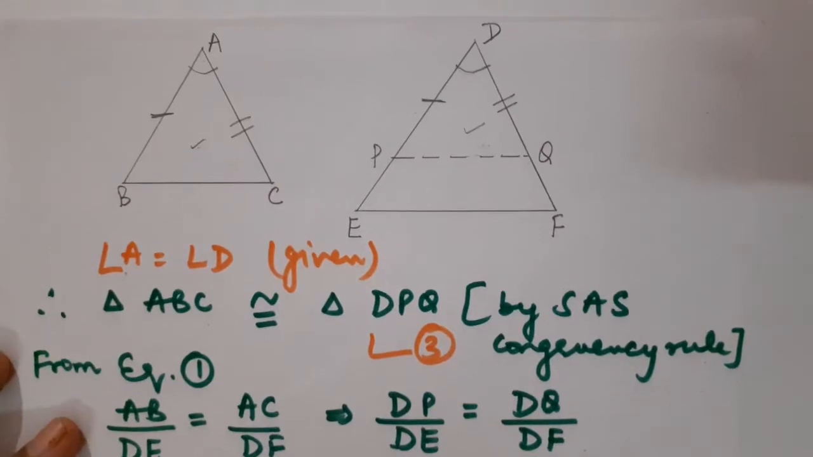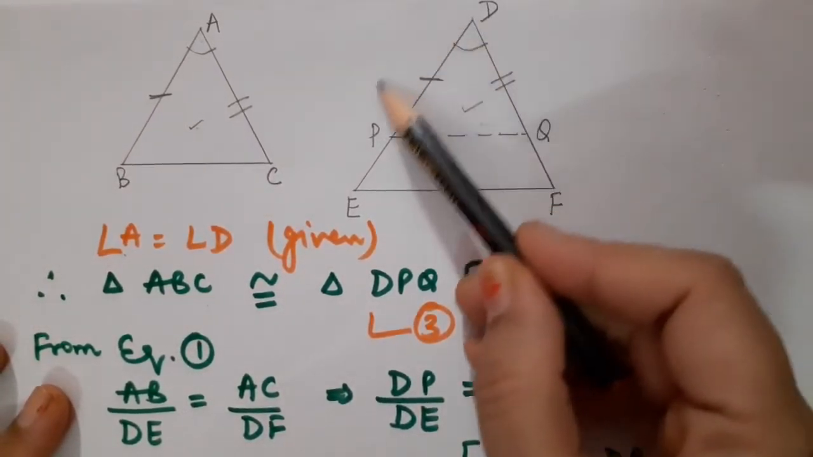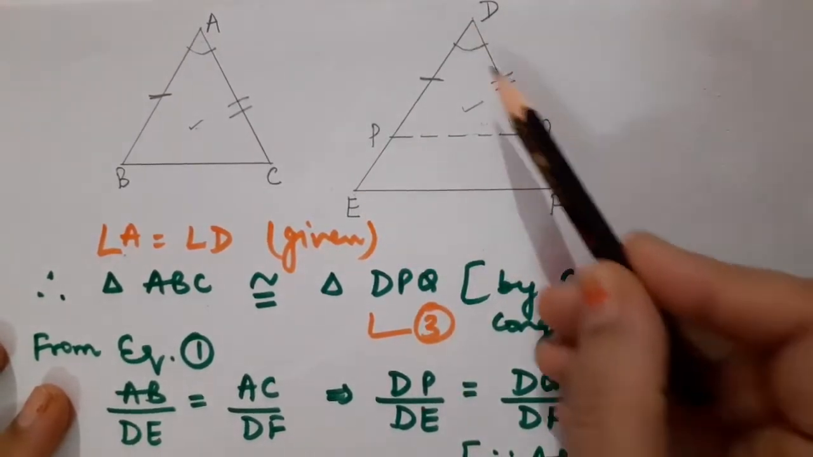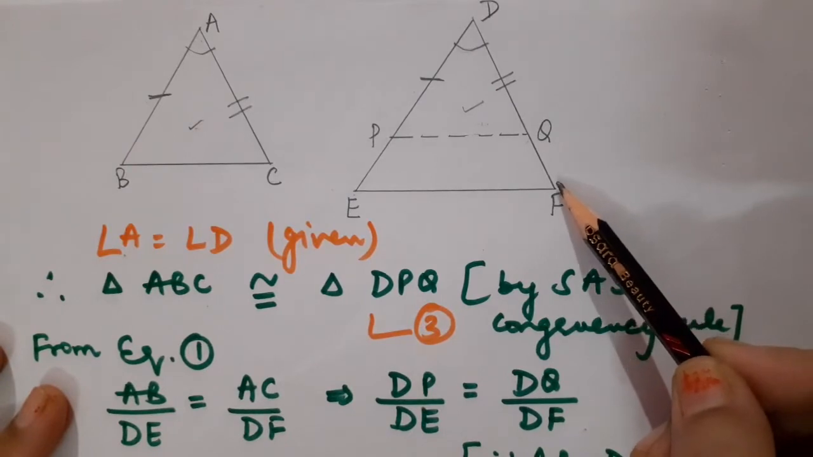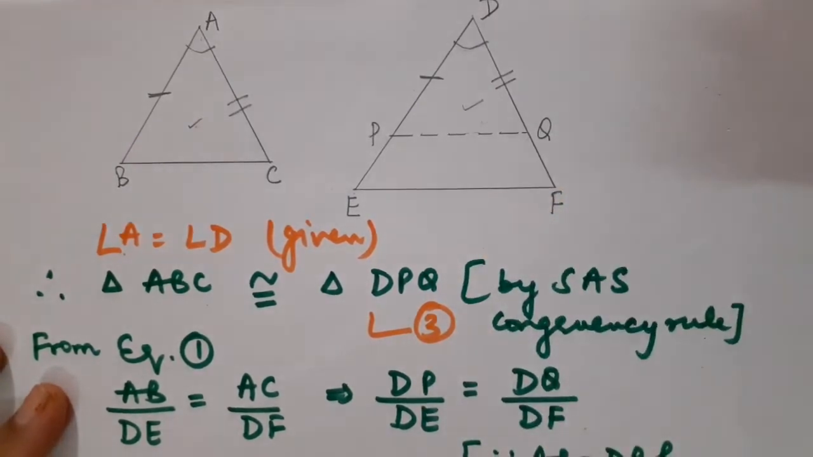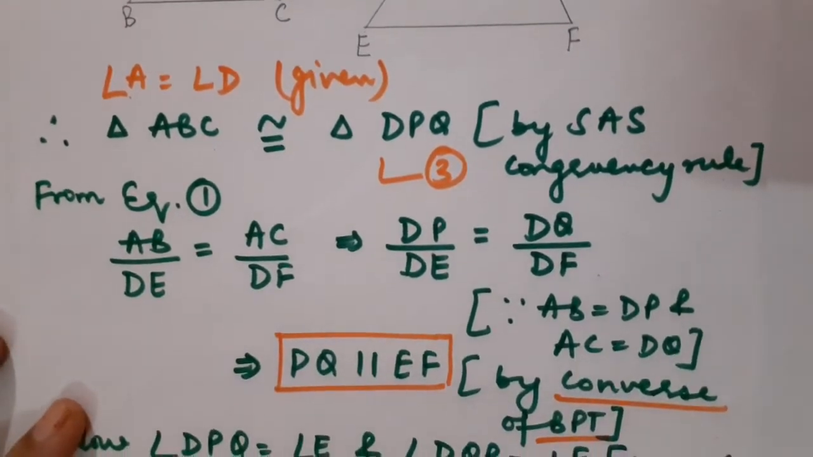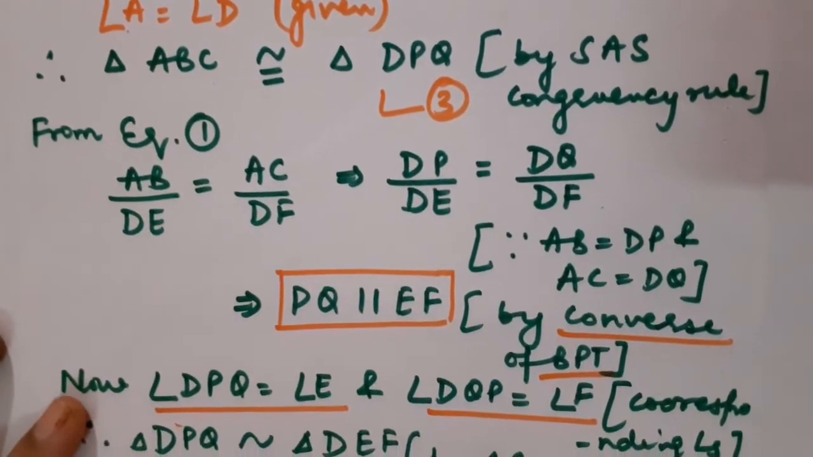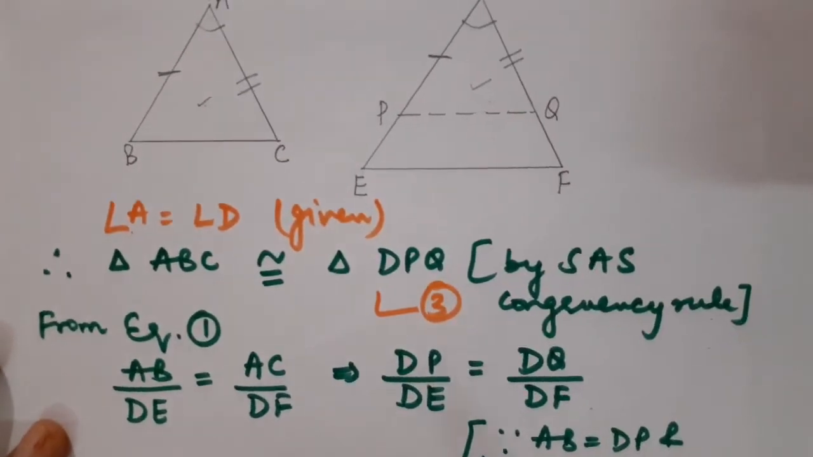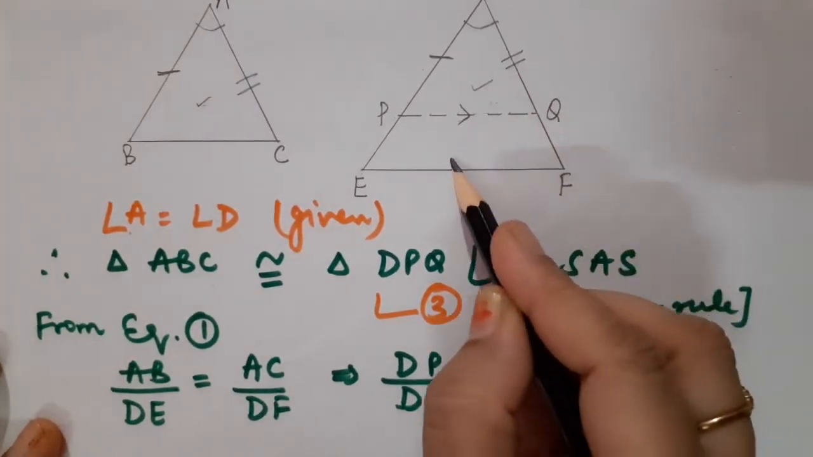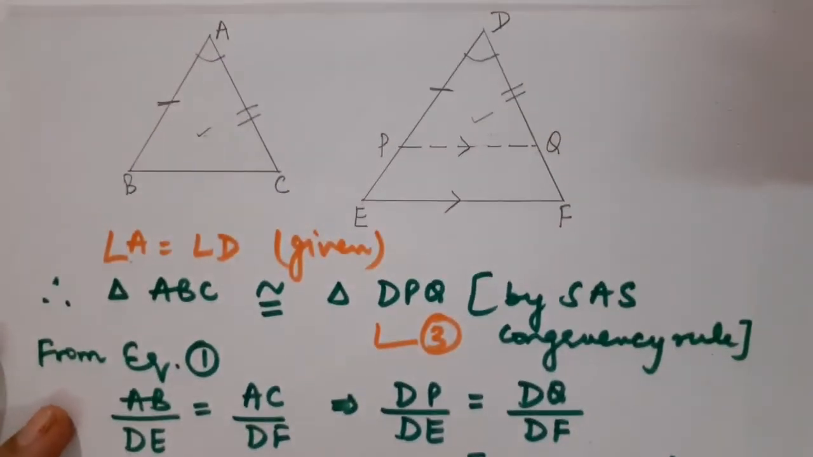Please have a look in triangle number 2. This is DP upon DE is equal to DQ upon DF. So what am I going to apply now? Definitely I have to apply the corollary of the converse of the basic proportionality theorem. So by the corollary of the converse of the basic proportionality theorem, I can say that this side PQ is parallel to side EF. Got it, children?